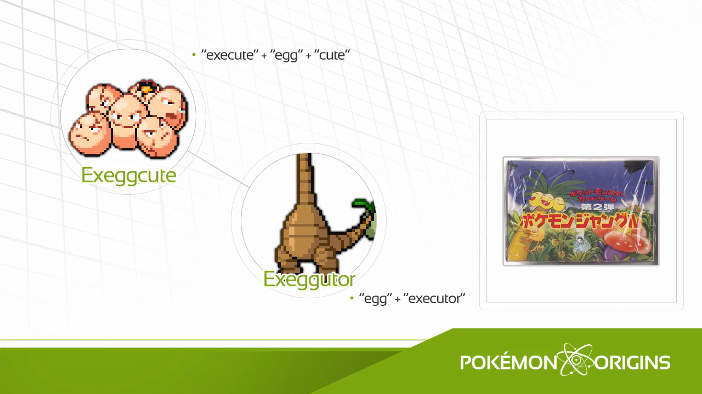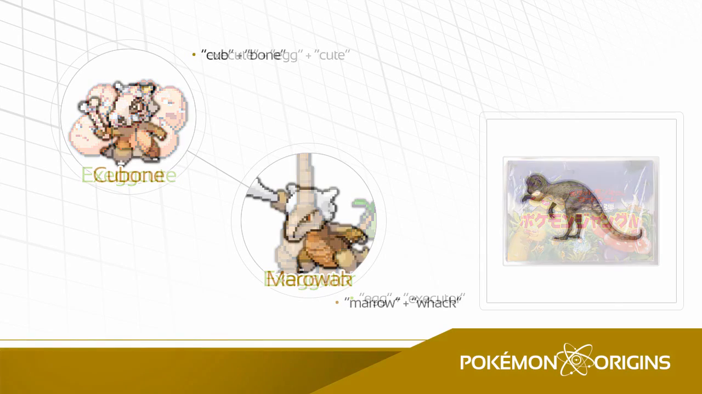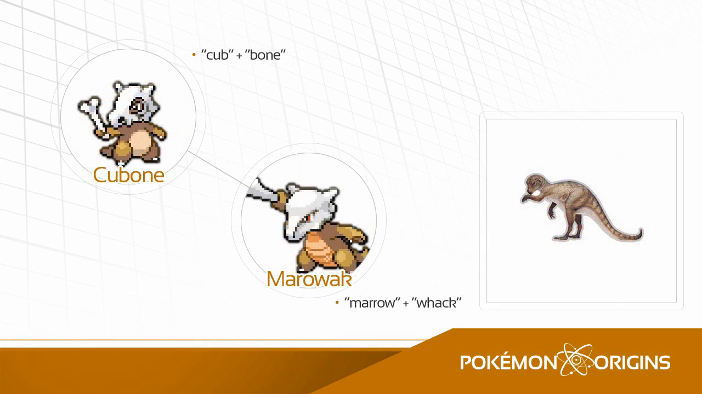Following up with another set of possible Alolan forms, we have Cubone and Marowak. In terms of the names, we have Cubone, which is a combination of cub and bone because it's a lower evolution, and Marowak is a combination of marrow for bone marrow and whack because of its huge bone.